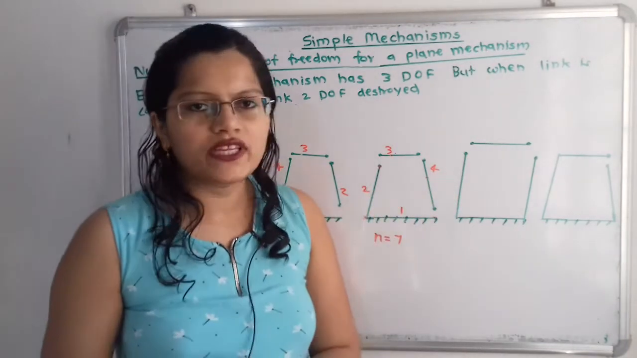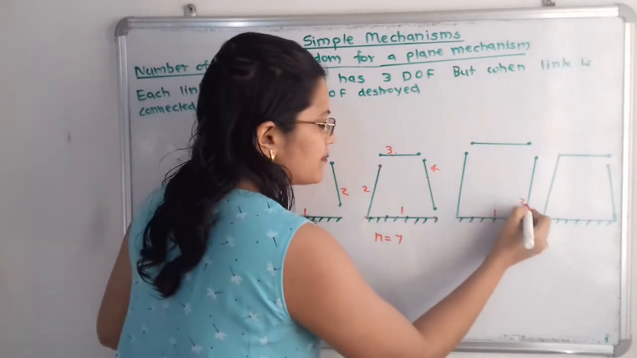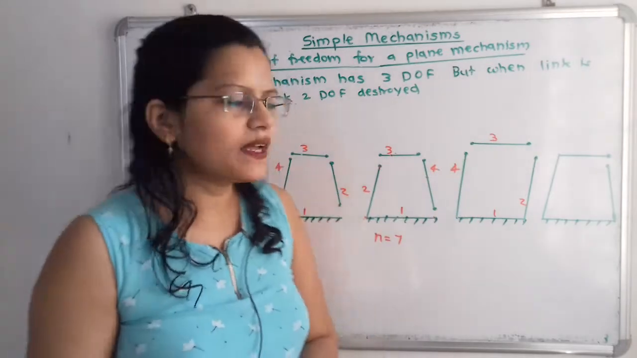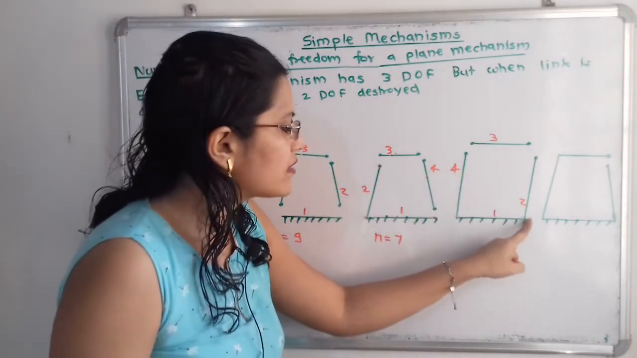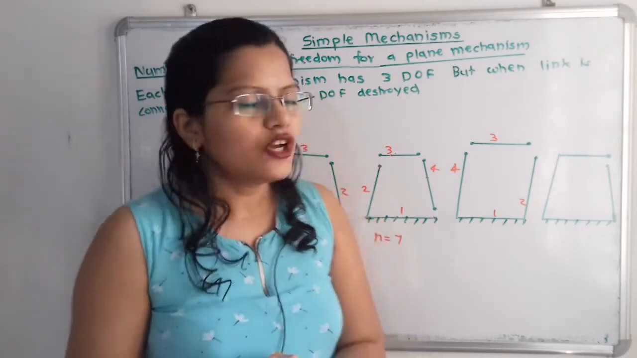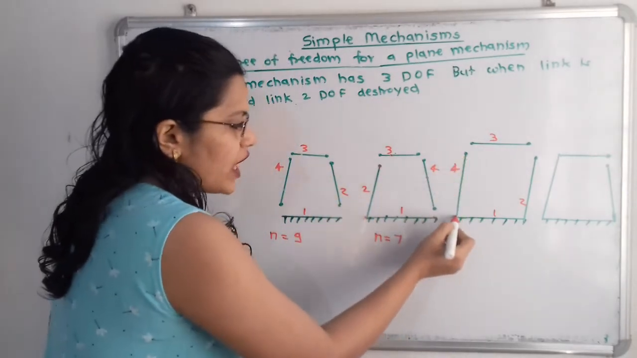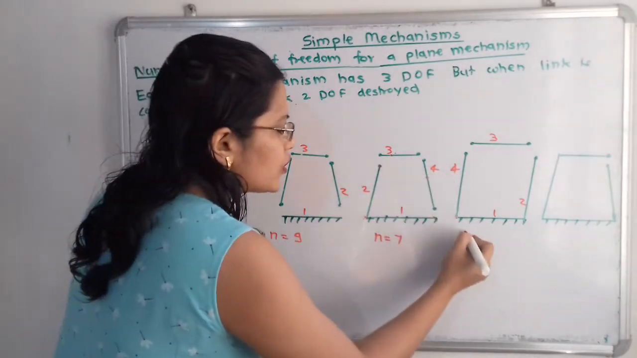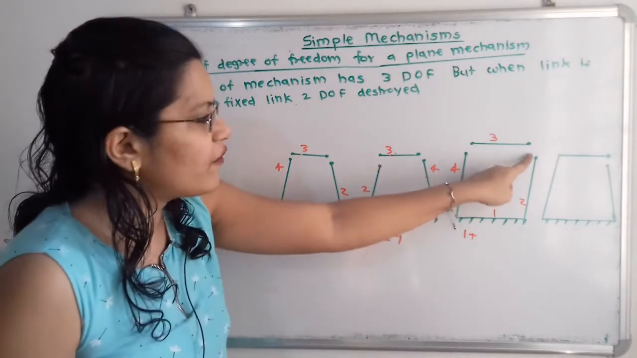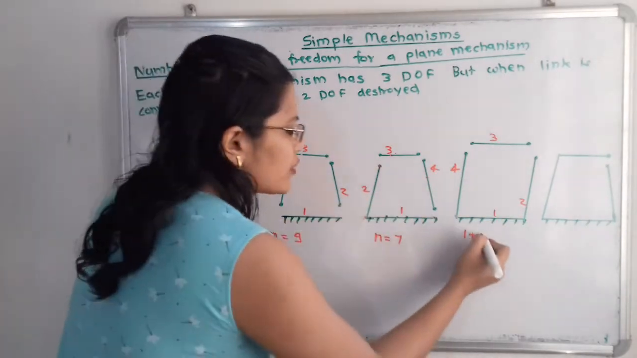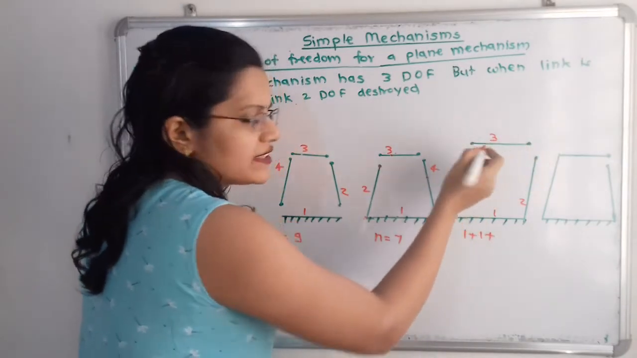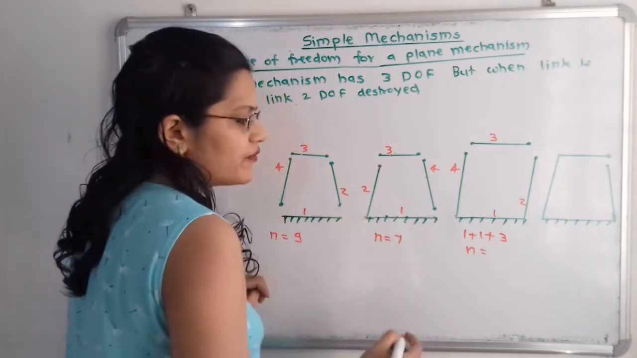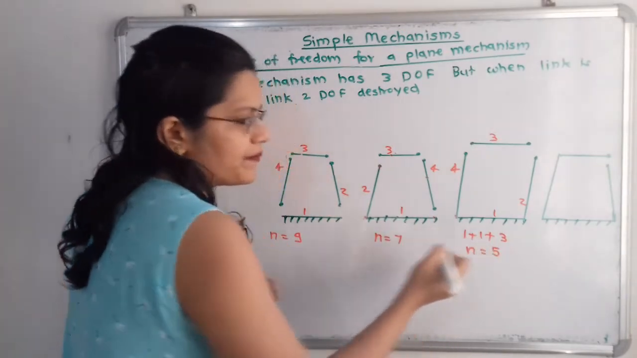Now again we will move to the next. So I will give here the numbers. Now if we observe, link 3 is the movable link and links 4 and 2 are attached to the fixed link. So for link 4, out of 3 degrees of freedom, 2 are destroyed. So for this 4, only 1 degree of freedom is there. And for link 2, only 1 degree of freedom is there. And for link 3, there are 3 degrees of freedom. So how many degrees of freedom are there? So n is equal to 5.